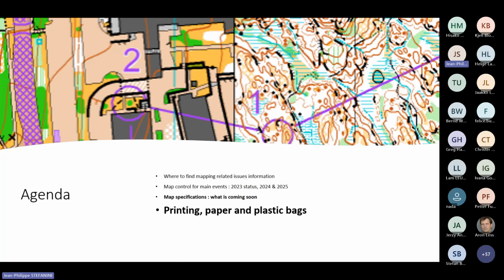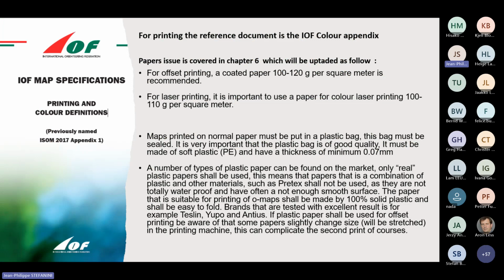Last part of my presentation is related to printing, paper and plastic bags. We have been asked to provide more information regarding paper and plastic bags. So it will be done within this printing and color definition document, which previously was the Appendix 1 of ISOM, but now it's a separate document.